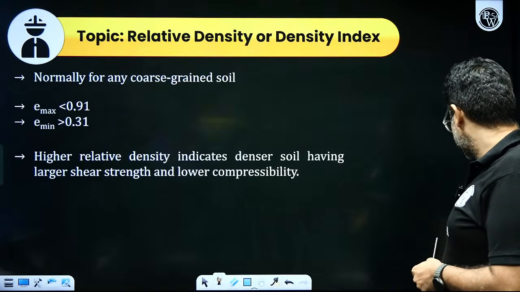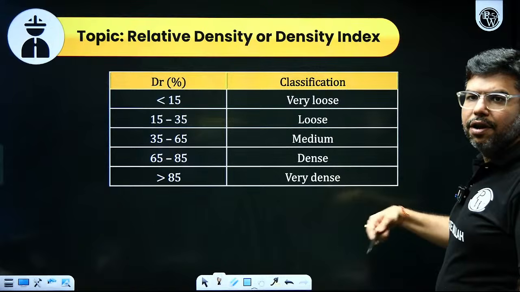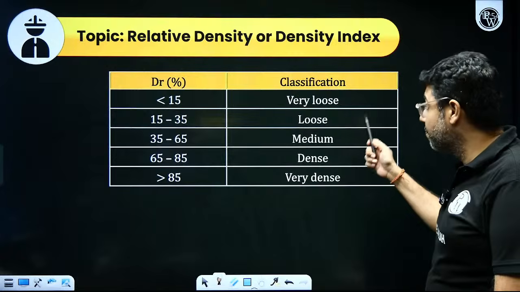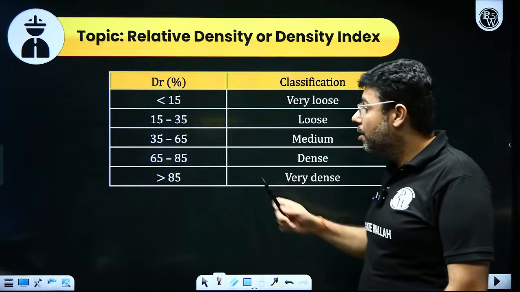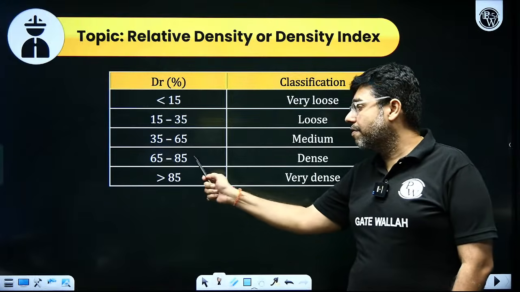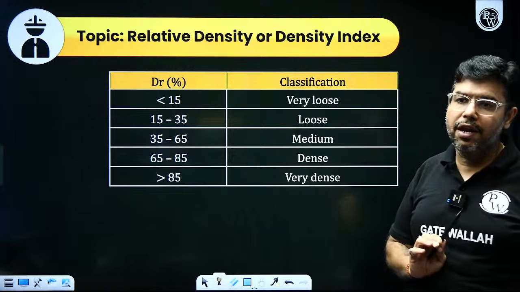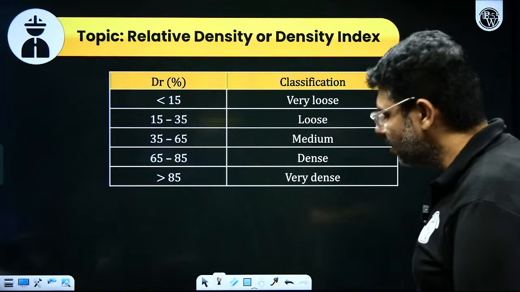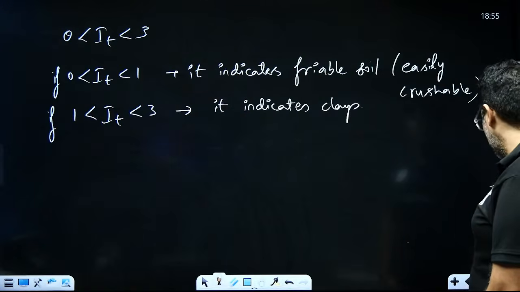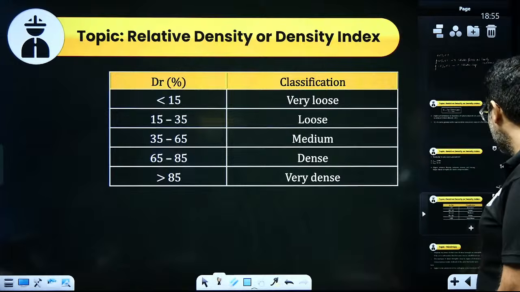Got my point? So, if Dr is less than 15%, it indicates very loose soil. If Dr is between 15 to 35%, it indicates loose soil. 35 to 65% will indicate medium soil, 65 to 85% will indicate dense, and greater than 85% will indicate very dense soil. Please remember this chart as well. So, this was all about the relative density of soil, or the density index.